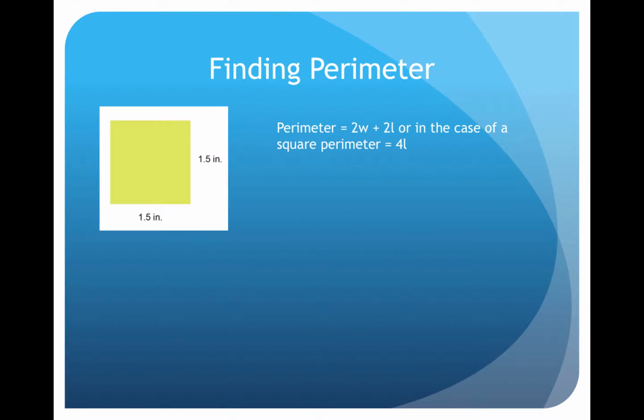Moving on, finding perimeter, we use the formula 2 width plus 2 length, or in the case of a square, we'd use the formula 4L, since all sides in a square are equal. The length in this case and the width is 1.5 inches. So we plug that into our formula for length. 4 times 1.5 equals 6, and we come up with a perimeter of 6 inches.